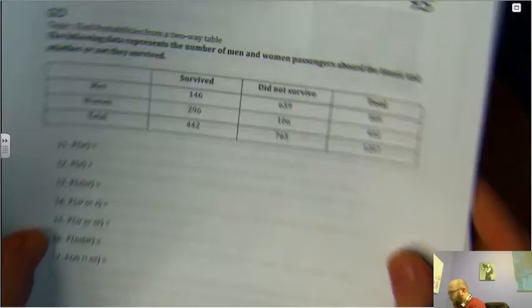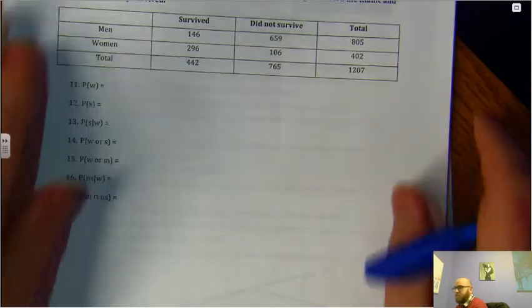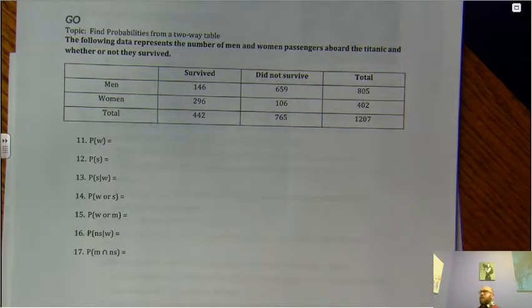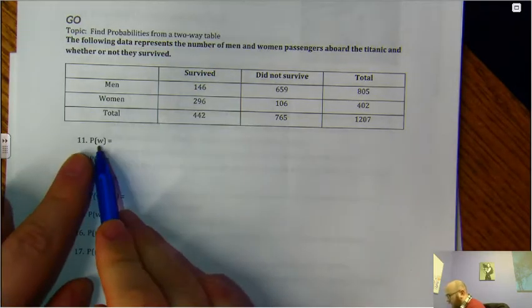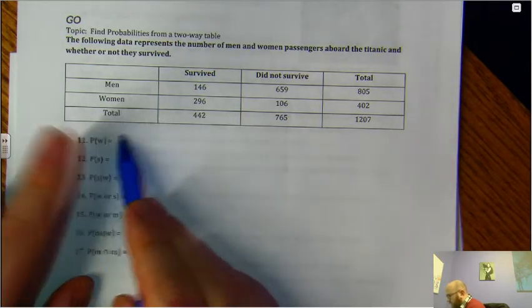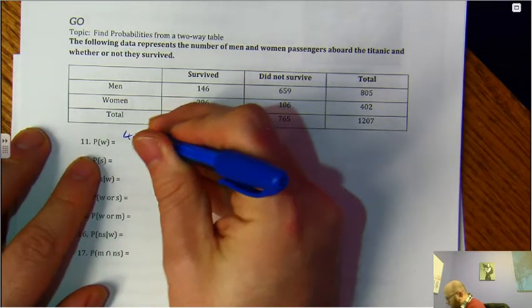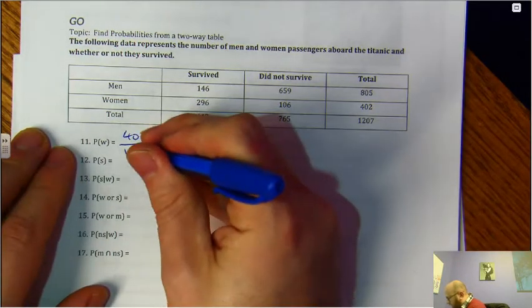All right, final stage: finding probabilities from a two-way table. The following data represents the number of men and women passengers aboard the Titanic and whether or not they survived. Going back to this fun topic. The key thing to think about here is that when we're given a probability like W, that means probability of women. That would be the part, 402, over the whole, 1207.